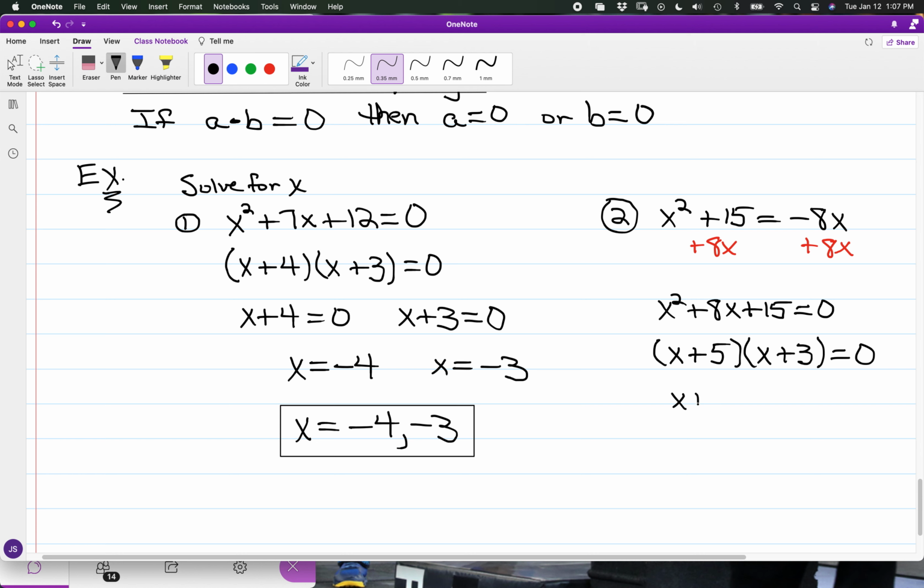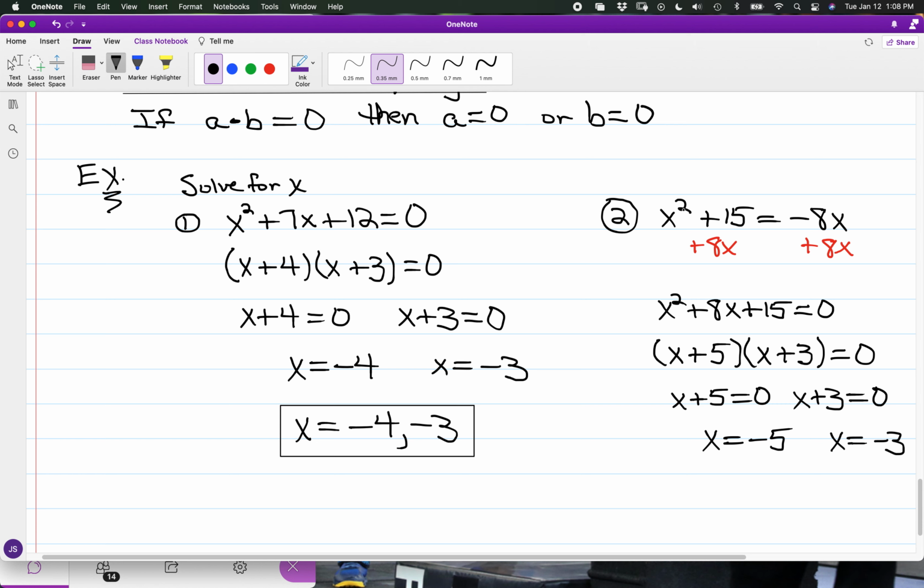However, as we set them equal to 0, if you have binomials of addition and we set equal to 0, our solutions are going to be negative. So for x plus 5 equal to 0, we have x equal to -5. If x plus 3 is 0, we have that x is equal to -3. And again, you can always go back and check.